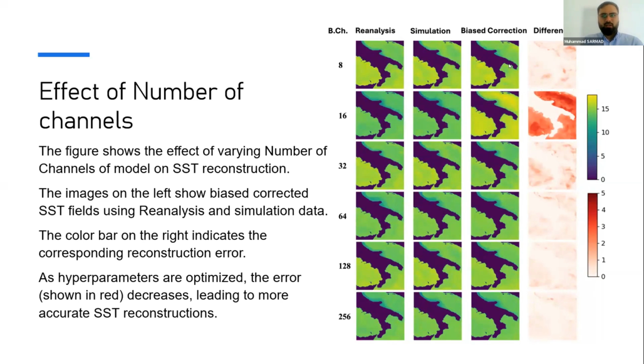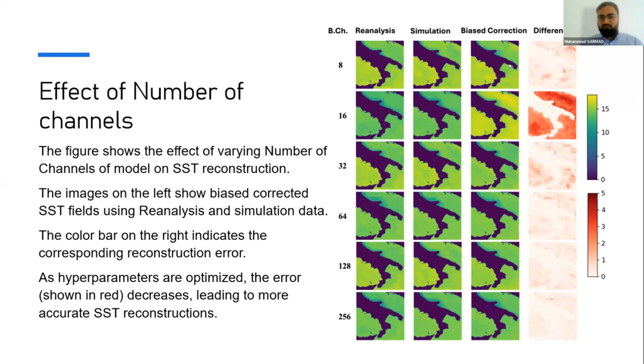And the last column, the difference, is basically the difference between the bias-corrected output and the first image, which is reanalysis. So the difference between them is given as output. Because we are trying to predict our simulated data, which often has some errors or inconsistency, and to compare our output with the numerical input, the difference between them is given in the last column.